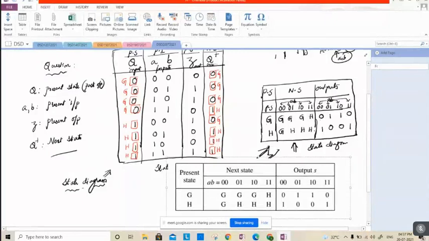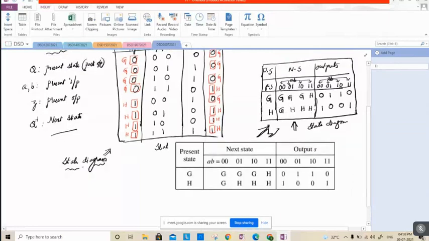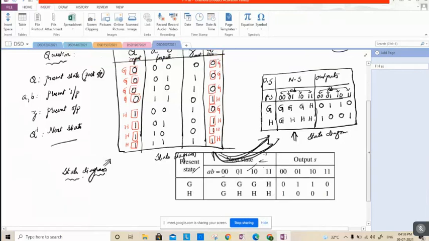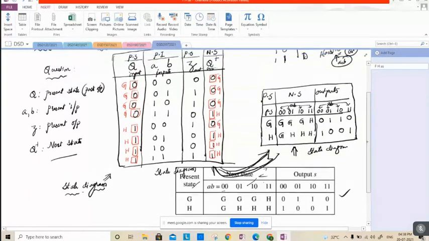See this. This is the one which is given in the textbook. Present state, AB is equal to 0, 0, AB is equal to 0, 1, 1, 0, and 1, 1. Output value. Is it clear for you how we got this? Clear, sir. So only the representation changes. You need not worry regarding that.